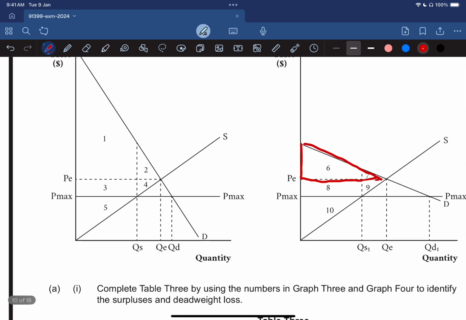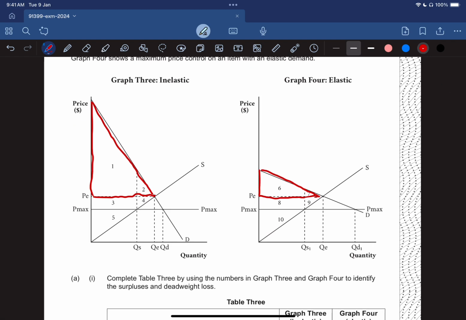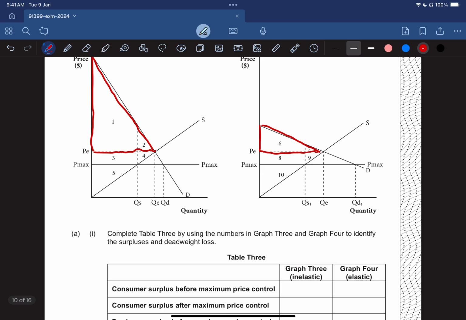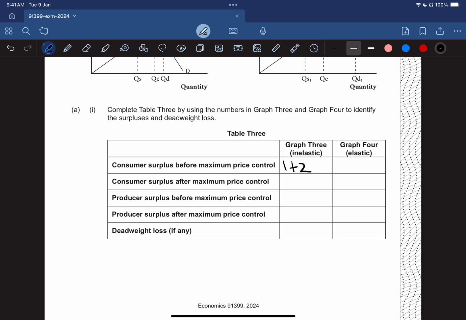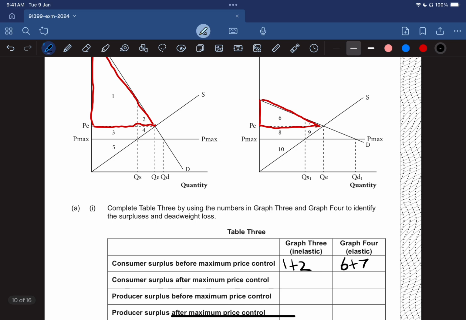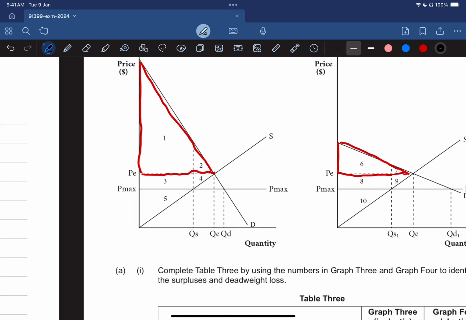So remembering with our surpluses, for our consumer surplus, it's the difference between what consumers are willing and able to pay. Okay, so the difference between what they're willing and able to pay is going to be that area in there, right, guys? For our elastic graph, and for our inelastic graph, it's going to be this kind of much larger area in there. So there's much more of a difference between what they're willing and able to pay if the demand is inelastic. Okay, so that's what our consumer surplus is going to be before the maximum price control. So we'll go ahead and put that in now. So 1 and 2 for our inelastic graph, and 6 and 7 for our elastic graph. Now, after the maximum price control, guys, it's going to change.